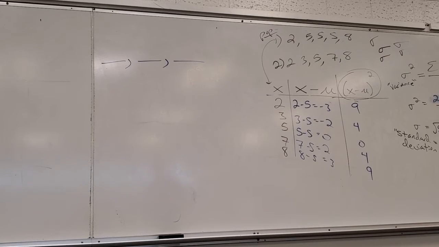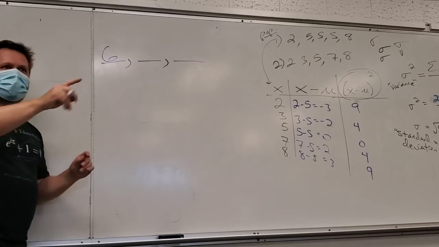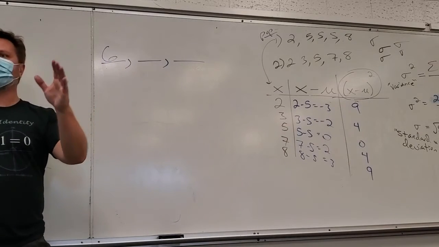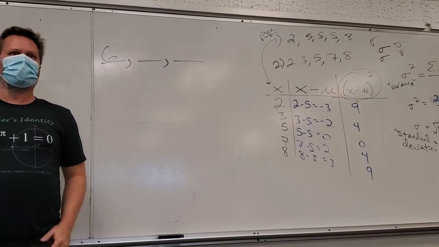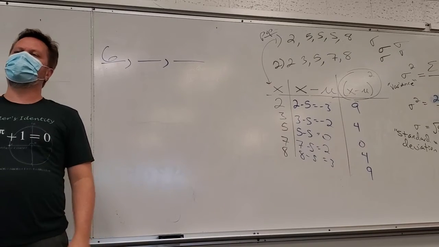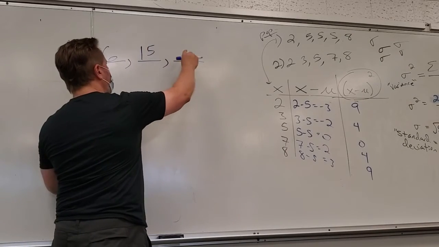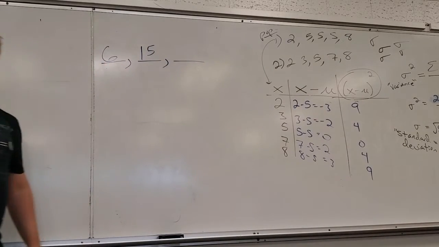So, somebody give me any number for the first one. I don't care. 6. Oh, sweet. Somebody else give me another number for the second one. 15. Oh, I love you guys. I almost always have a jackass like, square root of 7? 4,720,000. Okay, 15.